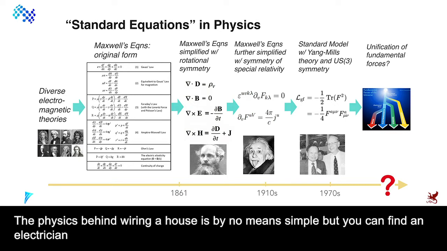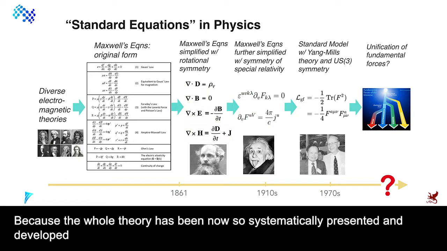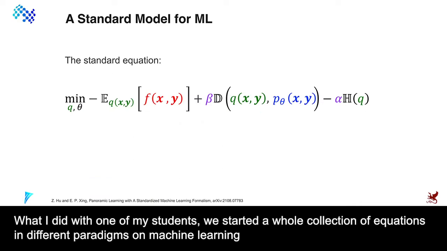The physics behind wiring a house is by no means simple, but you can find an electrician who has a high school diploma, follow a manual, and they can easily wire up your house. Why? Because the whole theory has now been so systematically presented and developed, and it has become operationalizable to the finest level of detail already.